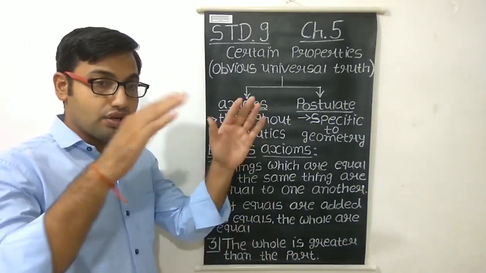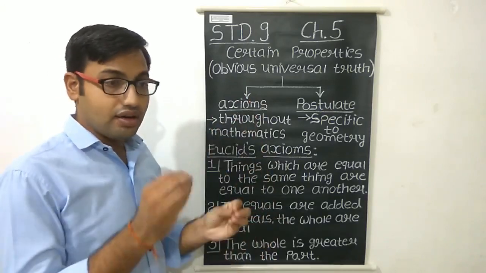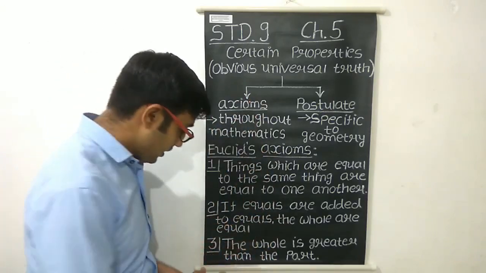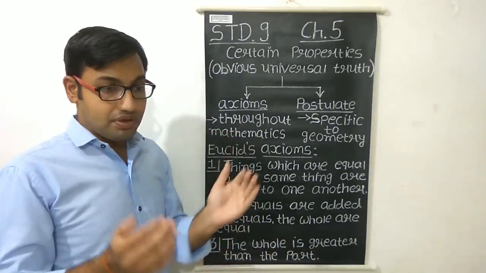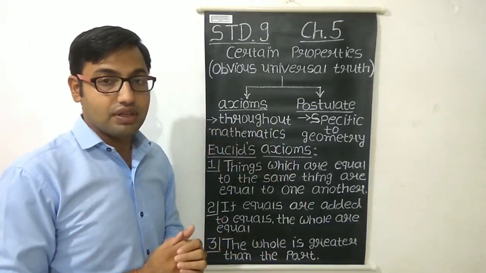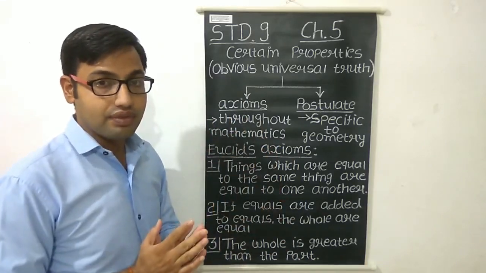The third one is the whole is greater than the part. Whole means the total area or the total thing, or we can say that 100% of anything is greater than the part. Part means the portion of the whole. Like we can say that 20% is a part of 100, right?